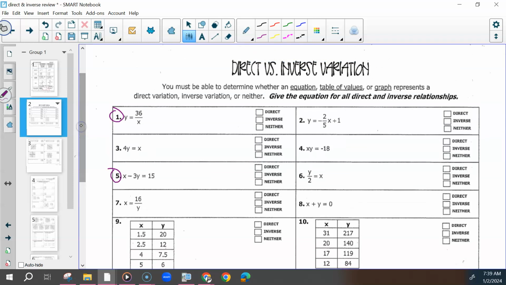So with number 1, we have to see, is this in one of our formats, either solving for k or the equation itself? Is this in one of our equation formats? It is. Which one, inverse or direct? Inverse. So there's nothing to do. You just have to know that that is the format for inverse. Check that as inverse. Questions on that one?